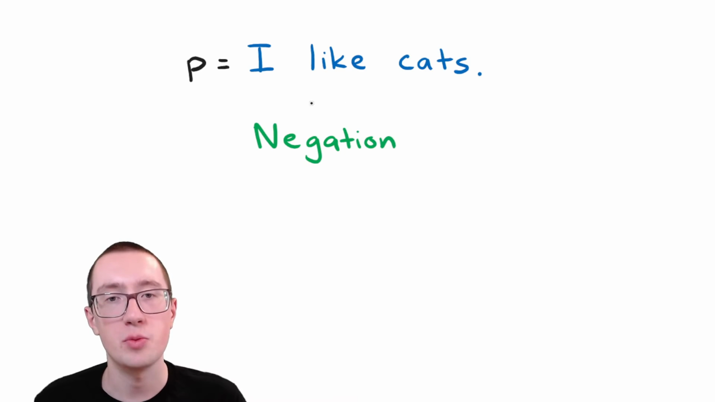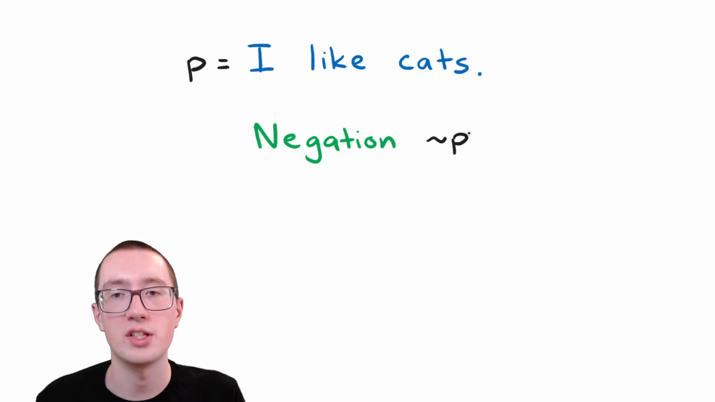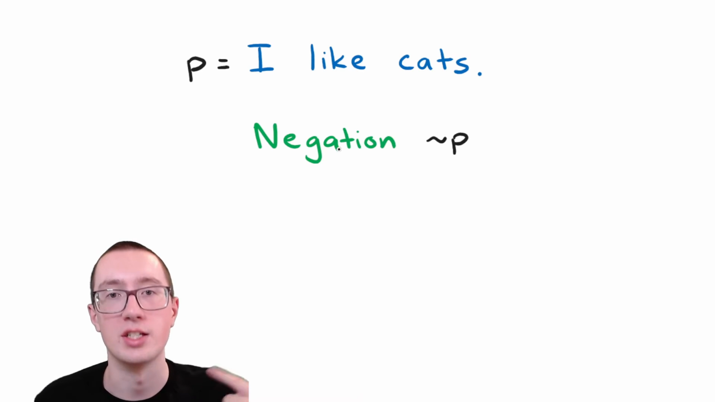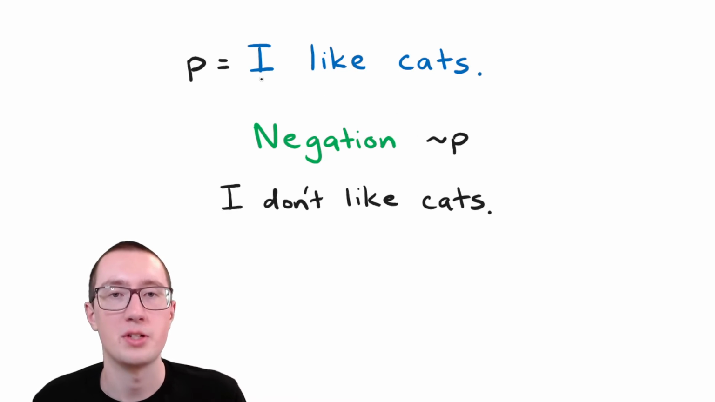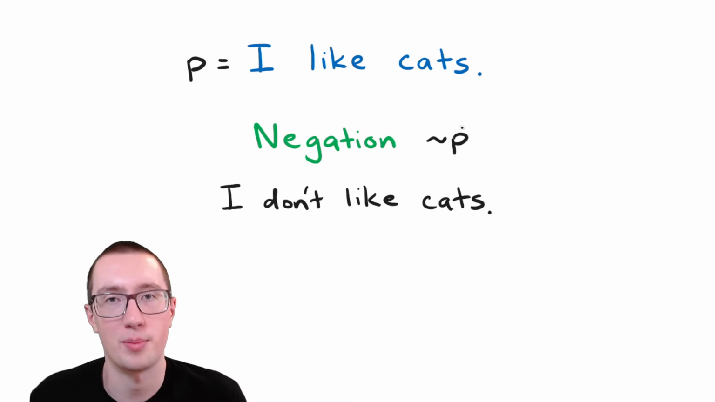Now we have a special symbol for negations, and it's basically just putting a little squiggly in front. So if you have a little squiggly in front of P, then that means it's the negation of P. And notice how this kind of sounds like negative, and that's because it's literally just the opposite. So if statement P is I like cats, the negation of P is I don't like cats. So there you go. These are negations of each other. They're just the opposites of each other.